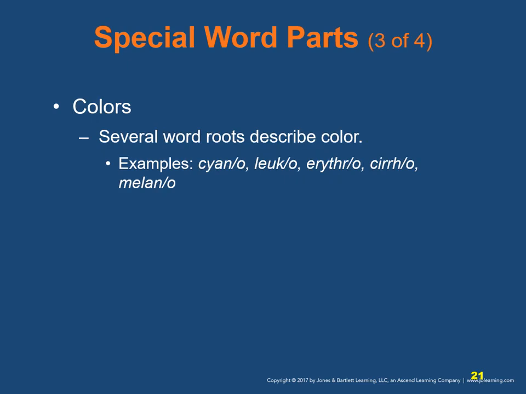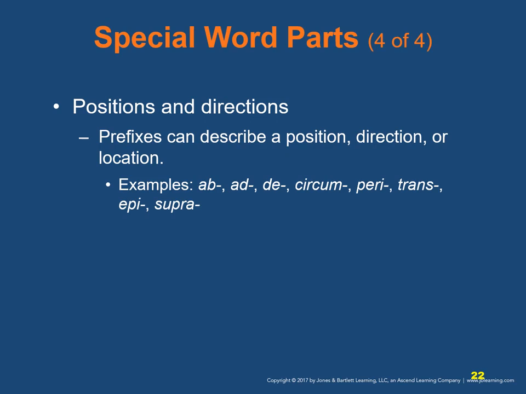In regards to color, there are several root words used to describe color. Examples, cyano, leuko, erythro, cirrho, and melano. In regard to positions and directions, prefixes can also be used to describe a position, direction, or location. Examples: ab, ad, de, circum, para, trans, epi, and supra.